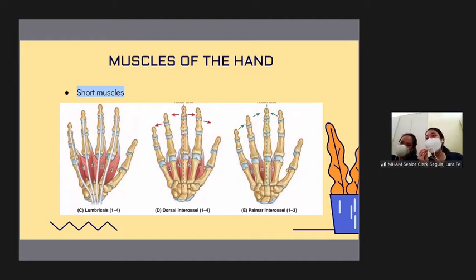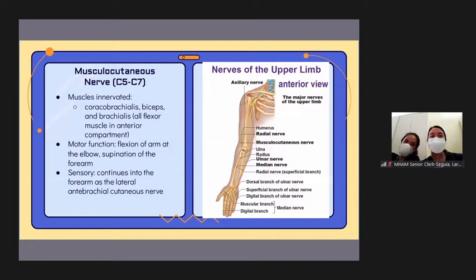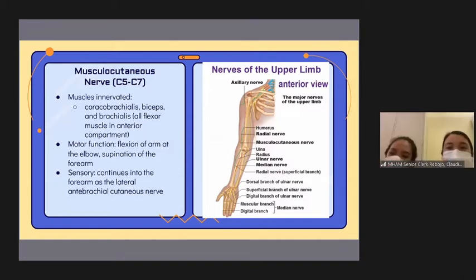Next slide. So this table shows the summary of the origin, the insertion, the nerve innervation, and the action of the muscles of the hand. Next slide. So moving on to the nerve supply of the arm and the forearm.